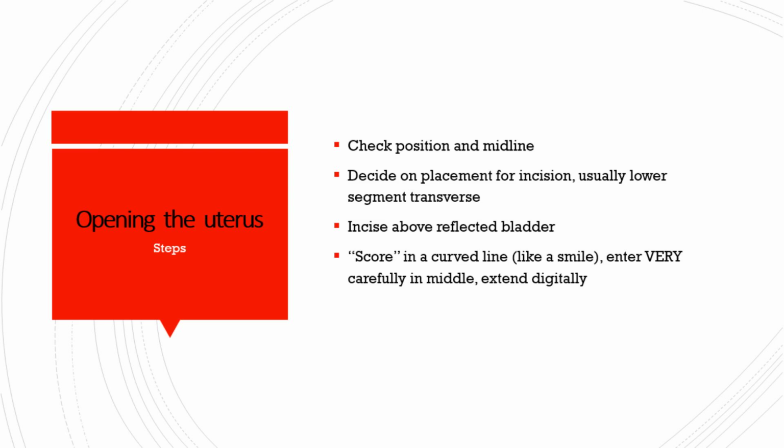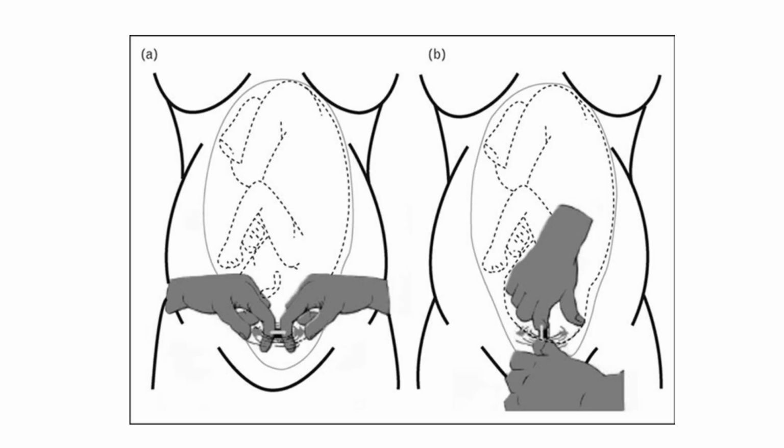Once the appropriate location for the incision has been determined, make an incision just above where the bladder has been reflected downwards. This positioning helps again to avoid bladder injury. After making the initial incision, it is advisable to score in a curved line resembling a smile. This technique allows for better expansion of the incision as you enter and helps direct tearing away from the uterine arteries, which are lateral. The hysterotomy can then be extended laterally or in a cephalad-caudad direction. Usually we avoid lateral extensions to decrease the risk of hysterotomy tearing through the lateral uterine arteries.